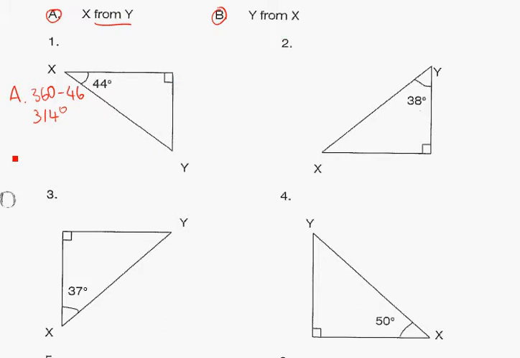Now, part B, this time wants the bearing of y from x. So this time we're standing at x, draw in a wee north arrow pointing north, and start turning yourself clockwise around until you hit this line, the line down to y. So we want to turn ourselves this bearing in here. I can see that I have 90, a right angle, plus the extra 44, 134 degrees.